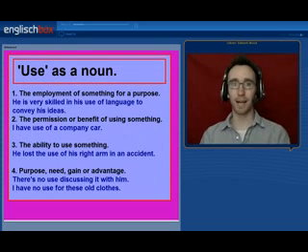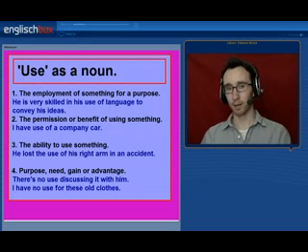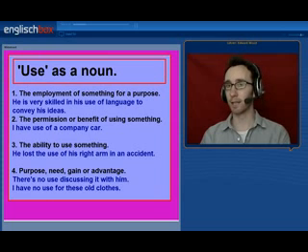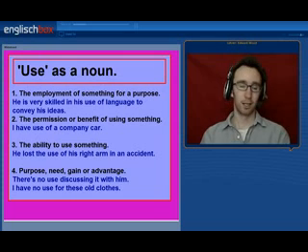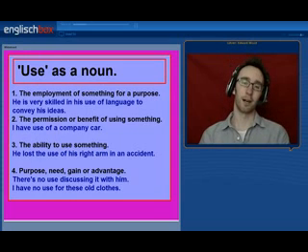Moving on now to look at "use" as a noun. These meanings are quite similar. We have also the employment of something for a purpose. He is very skilled in the use of his language to convey his ideas. We can also express the idea of permission or benefit. I have use of a company car, for example.